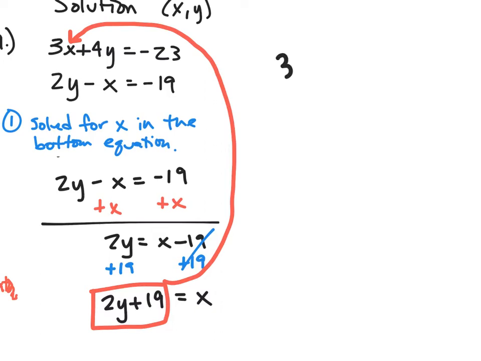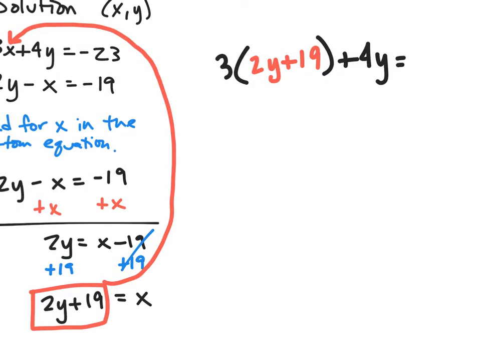I did 3 times 2y plus 19 plus 4y equals -23. And I can solve this equation for y. Go ahead and solve that equation for y. Try that on your own. Don't use a calculator because you aren't given a calculator on this part.